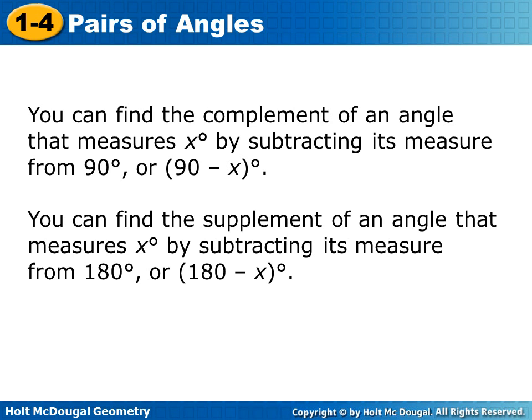You can find the supplement of an angle that measures x degrees by subtracting its measure from 180. So if you had a measure of 60 degrees, you would take 180 minus 60, and the supplement of 60 would be 120 degrees.